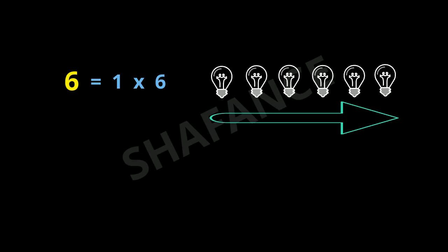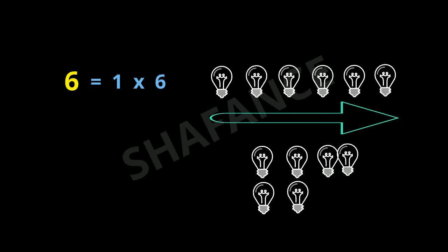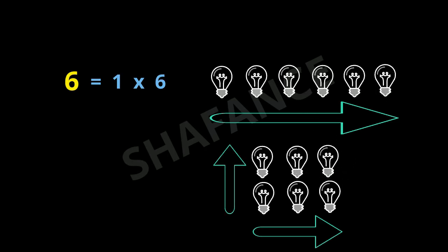So now, can we write this differently? Let's try. So here we go. So now, what is this? We have split 6 bulbs in 2 rows, each containing 3 bulbs. Now, from this depiction, we can say that the initial number 6 is also equal to 2 multiplied by 3 because we have 2 rows each containing 3 bulbs.